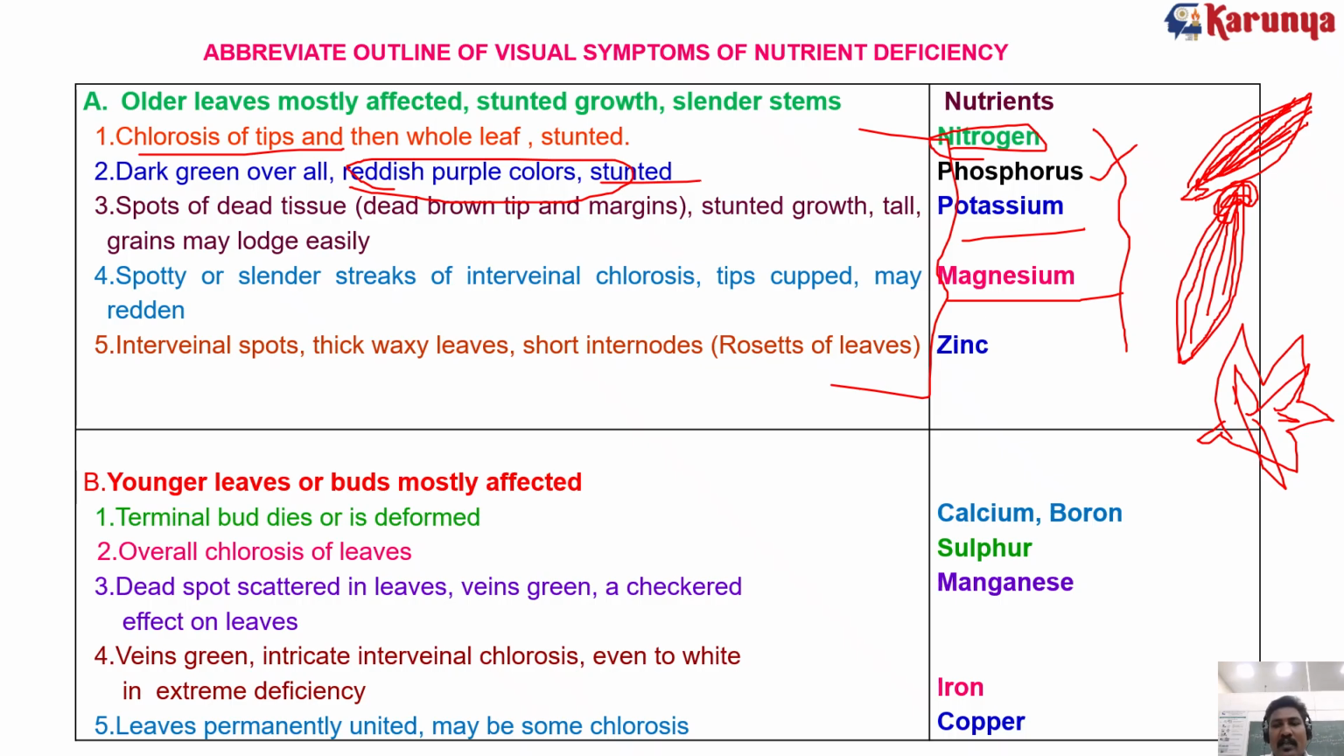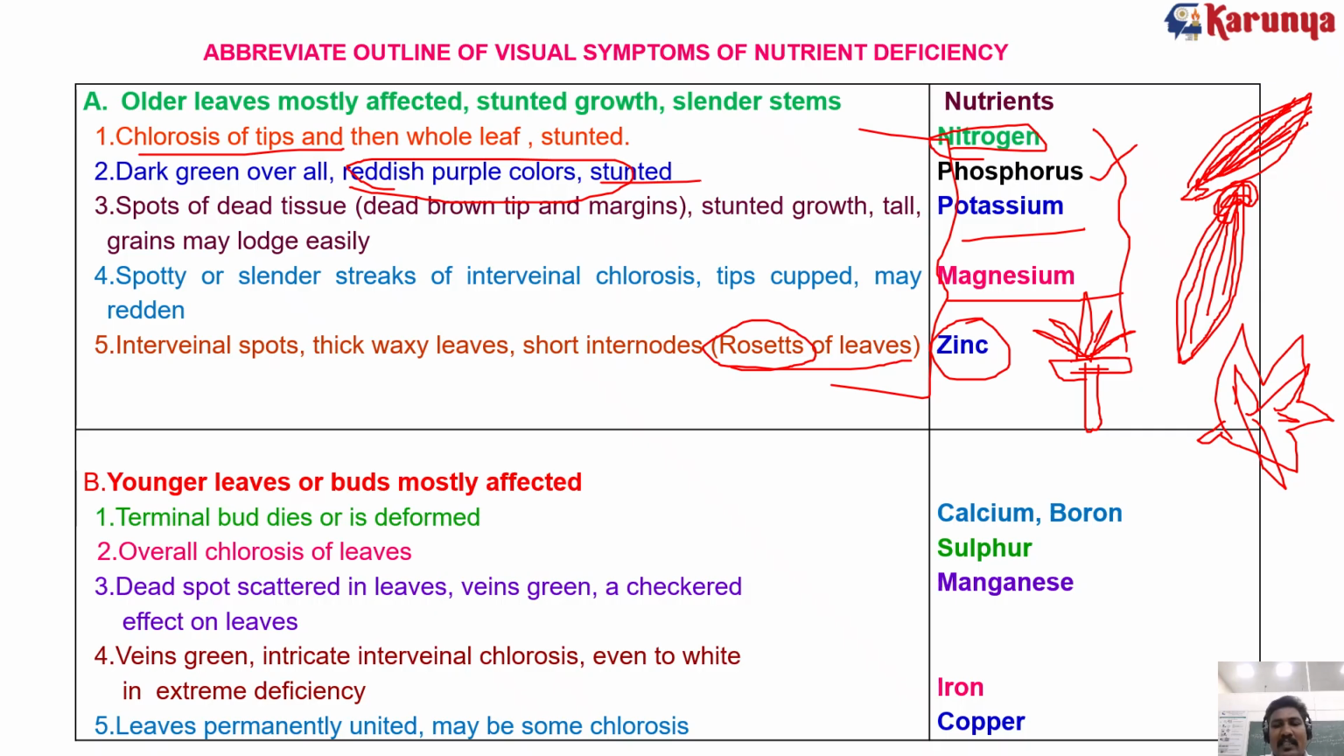And zinc mainly affects internode development. The shortened internode is the deficiency symptom of zinc. And also the leaves are clubbed together, which is called rosetting. Rosettes of leaves are the deficiency symptom of zinc.